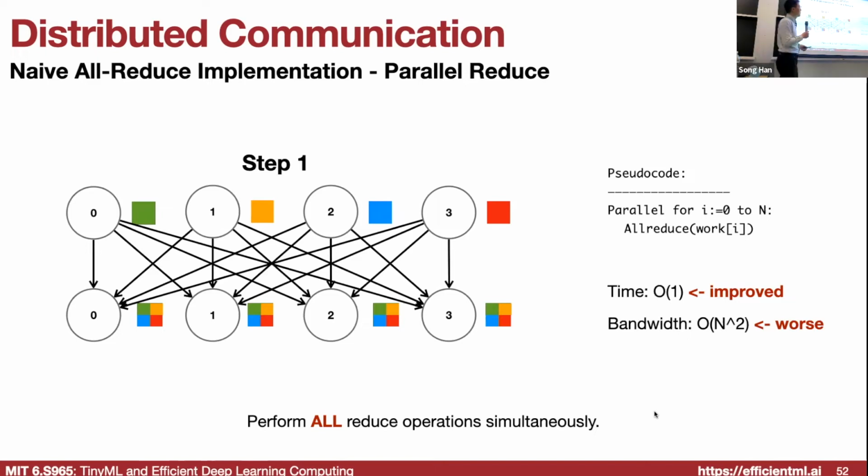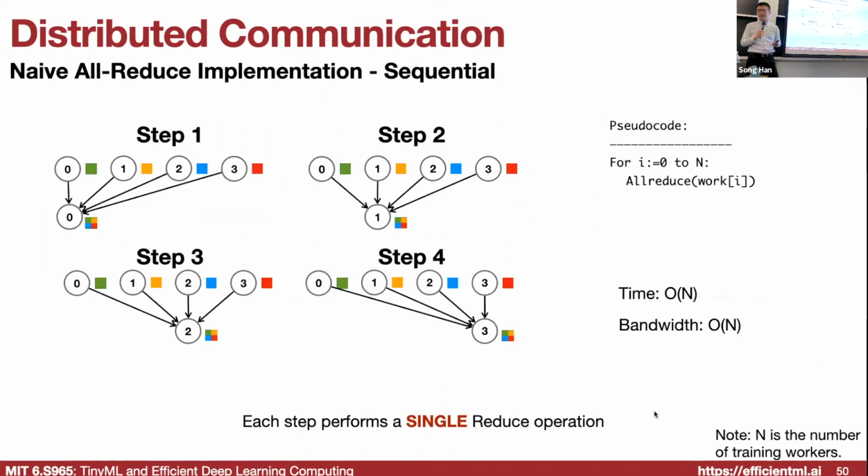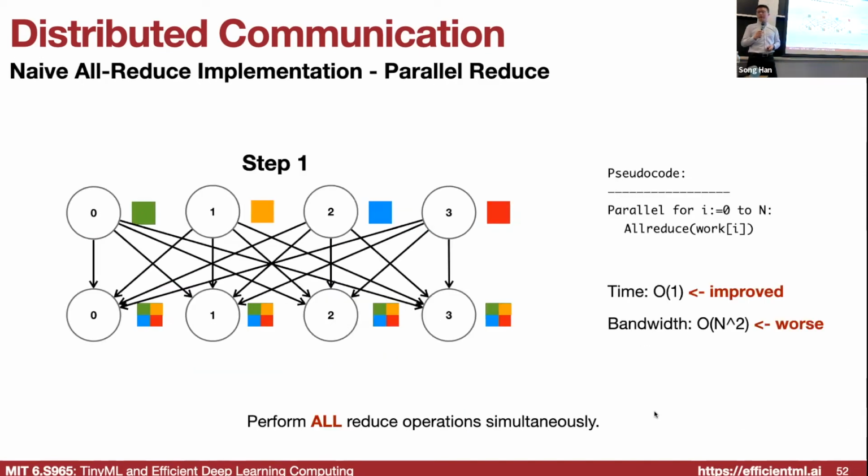Okay, so now we have another scheme. Previously, for this naive approach, we can also do this reduce operation in a parallel manner. Remember in this slide, we are dividing that into 4 different steps. Each step we serve only one node. Alternatively, we can do this parallel reduce. At the same time, all the reduces happen at once. Therefore, we have O(1) time complexity. However, the bandwidth requirement is bigger, right? So O(n squared) bandwidth requirement, which is worse.